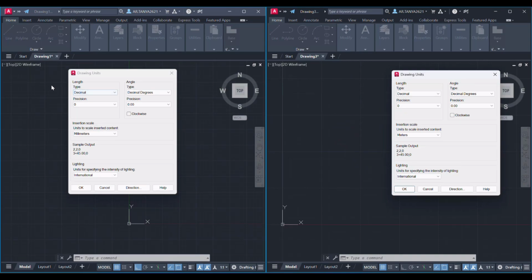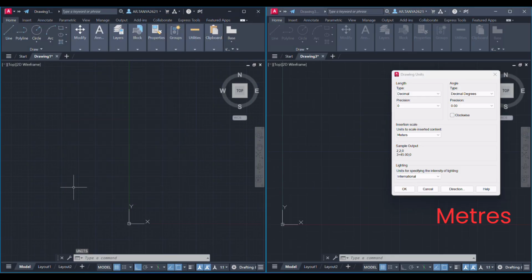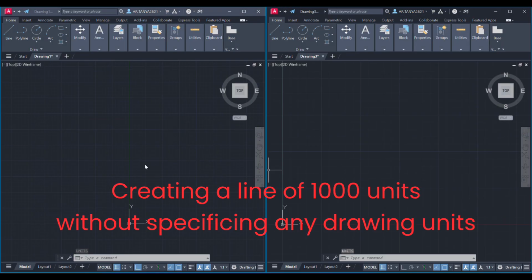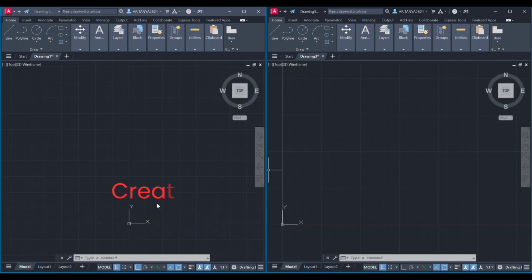We have two drawings in front of us. This drawing has millimeters as its drawing units. This drawing has meters as its drawing units. Now I will create a line in both of these drawings of 1000 units. I am not specifying any drawing units to this line. Let's begin.